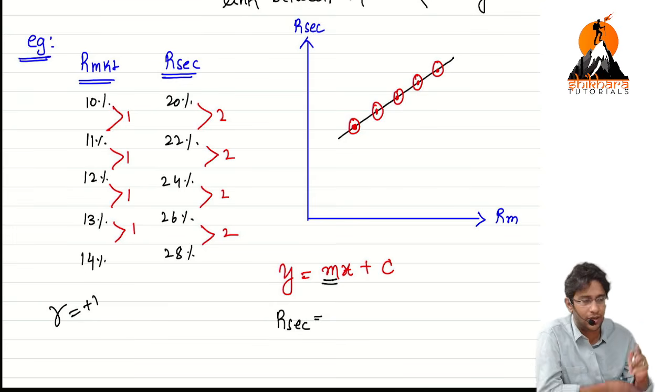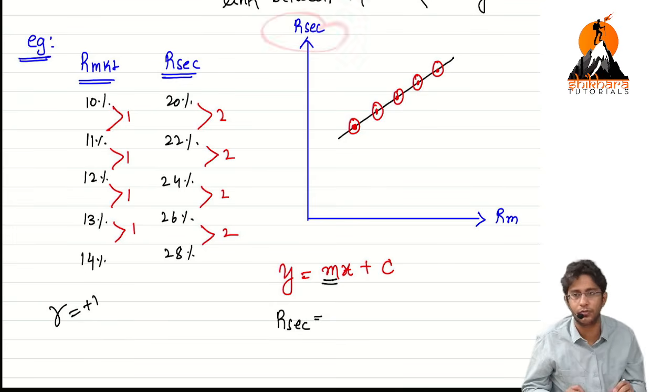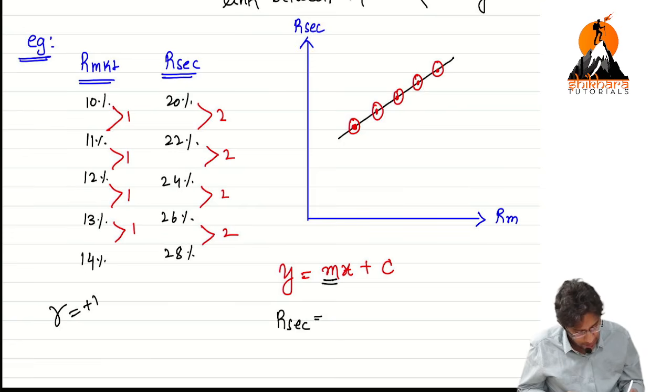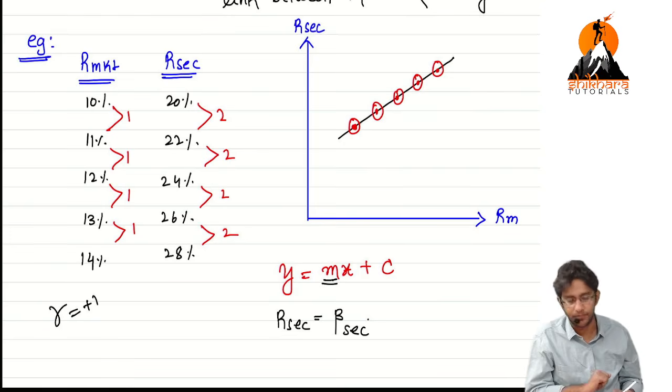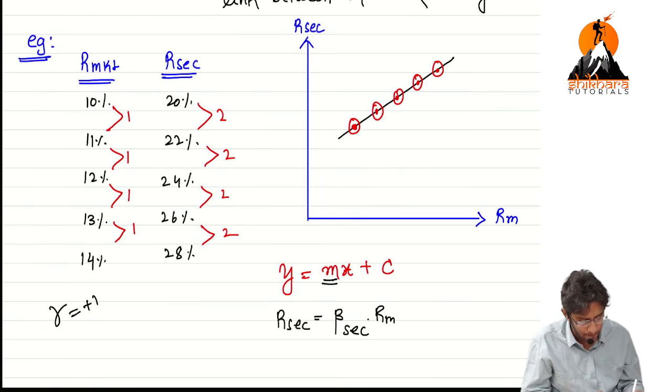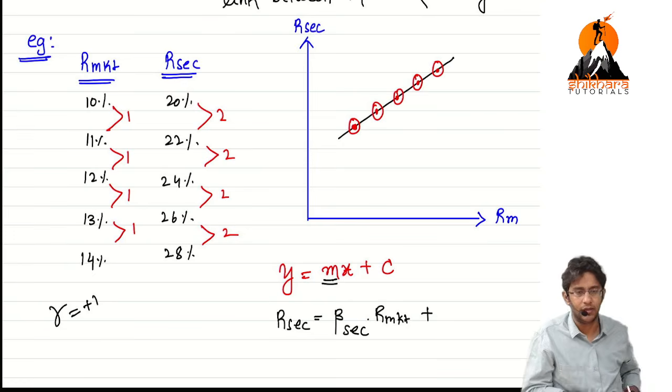Slope is nothing but a link between these two. The link between these two is what? Beta. So in M's place I am writing beta of security. In X's place, who is there? Market return. Plus. Guess who is C?